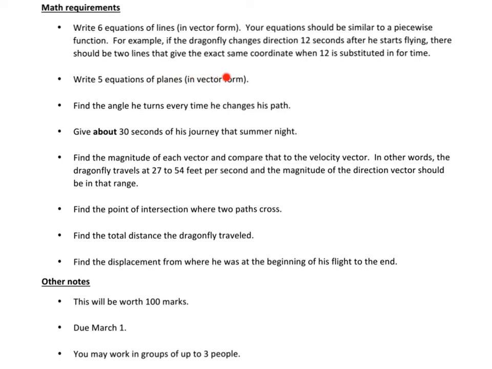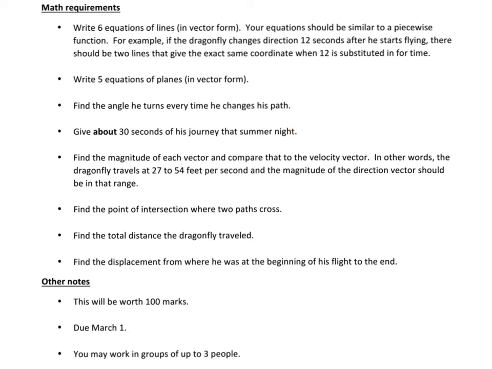The next one, you have to write 5 equations of planes. So if we have 6 lines, line 1 and 2 are on one plane, line 2 and 3 are on the second plane, line 3 and 4 are on the third plane, etc. So there should be a total of 5 planes, and I want the equations in vector form. Then find the angle he turns. So between any 2 lines, I want to find that angle. And it says give about 30 seconds of his journey that summer night.